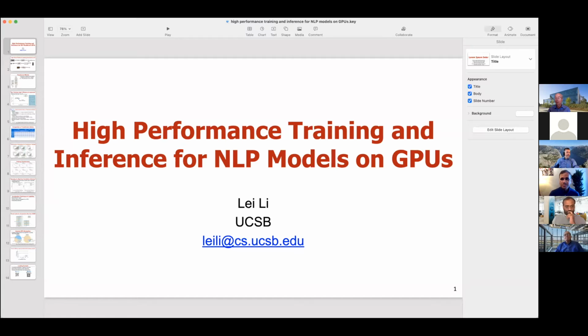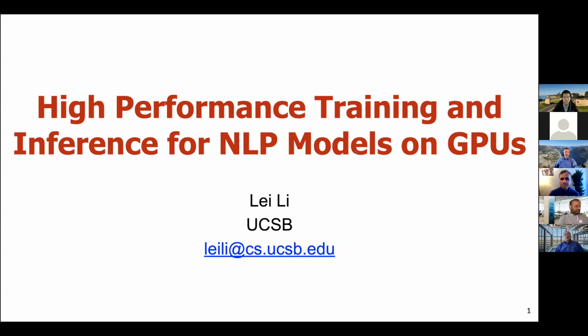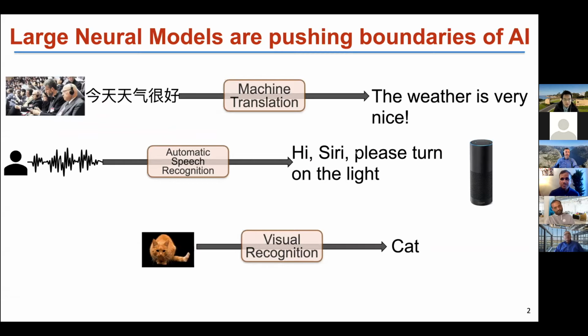Hi, everyone. Very glad to share my recent work on high performance training and inference for NLP models on GPU. We know that these large neural networks are pushing the boundaries of AI, in particular for applications like machine translation, automatic speech recognition, and visual recognition. Recently, all these applications are really relying on large-scale neural networks.